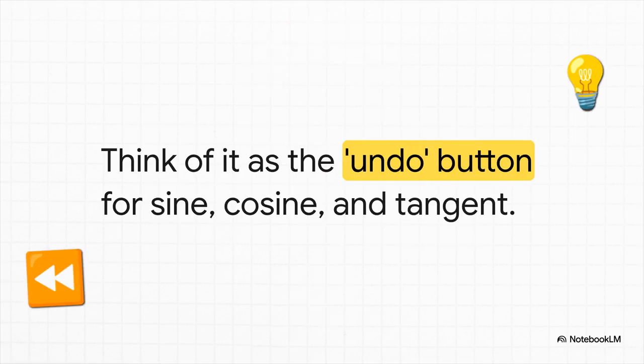Honestly, the easiest way to wrap your head around this is to think of it like an undo button. It really is that simple. You know how the sine function takes an angle and spits out a ratio? Well, the inverse sine function does the exact opposite. You feed it the ratio and it gives you back the angle that made it. It's just working in reverse.